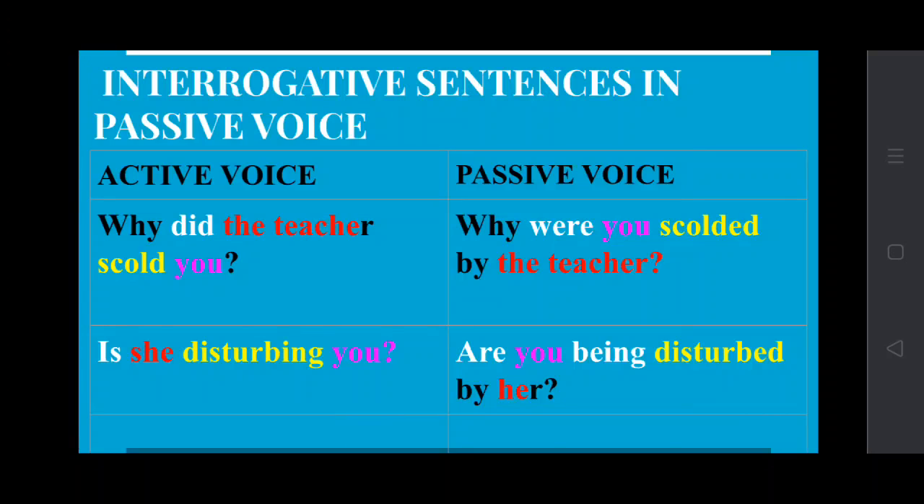and the subject, that is by plus subject. Is she disturbing you? So here, because you is the object and you will come in the beginning, we have to use are. So are you being disturbed by her? Because it is the present continuous tense, we'll use being and the third form.